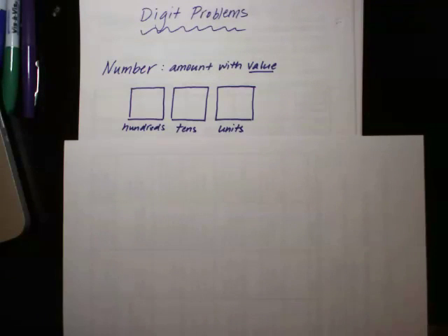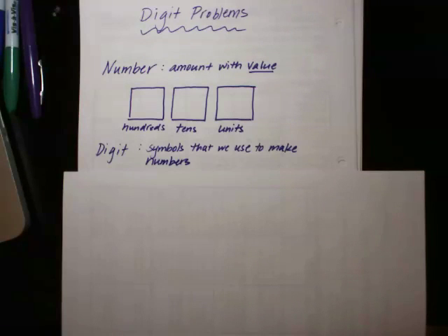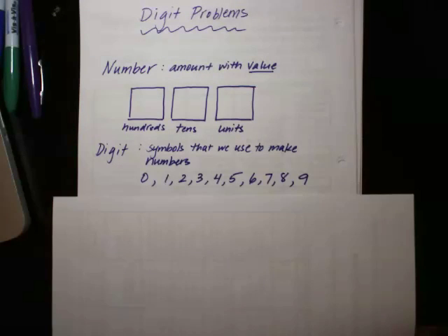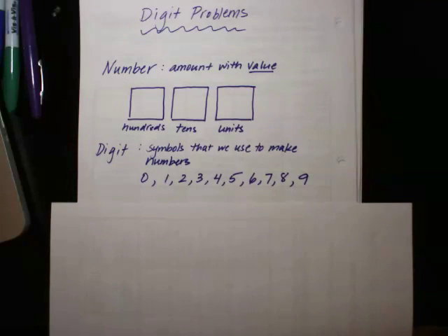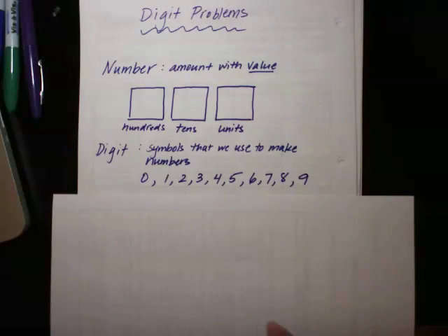For instance, if you have a 3-digit number, your number can have value in the hundreds, the tens, and the units place. A digit is just a symbol that we use to make numbers. And in our number system, we have 10 different digits. These are symbols that we use, and they begin with 0, 1, 2, 3, all the way to 9. Each one of those symbols is a digit.